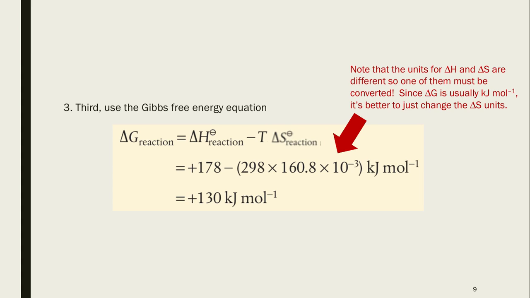So do delta H minus T delta S. Our temperature is 298, so that is where you see it there. We divided the 160.8 by 1,000. That's why it's times 10 to the negative third. And when you do that, you get delta G is positive 130 kilojoules per mole. So the thermal decomposition of calcium carbonate is not spontaneous at this temperature, 298, because our delta G is positive.